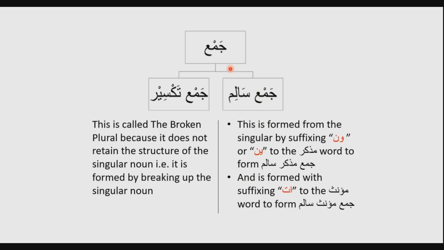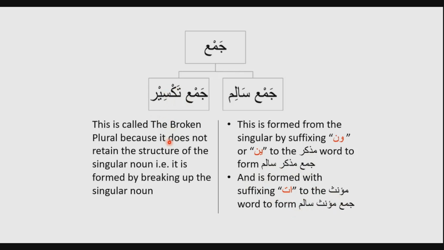Now coming to the jama', the plural salim and the plural taksir, the broken plural. So we start with the jama' salim. It is formed from the singular by suffixing waw noon, ya noon to the mudhakkar. So for the dual we had alif noon, ya noon, but here this is waw noon and ya noon. Again it's the same thing, waw noon for the rafa', ya noon for the nasab and jar. You do not care about it, we'll go into the details. This is jama' mudhakkar salim, and alif and ta for jama' muannath salim.